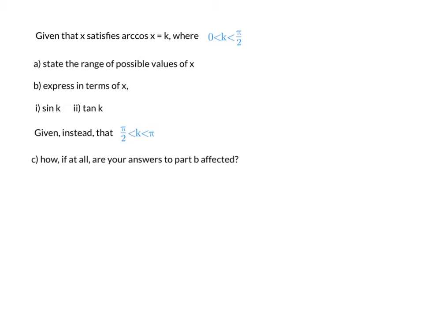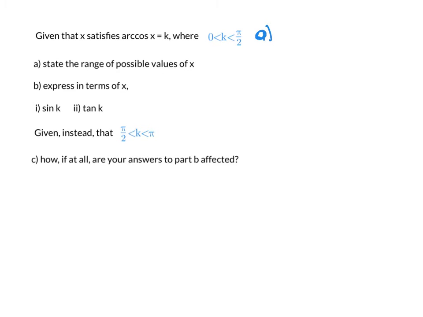Hello, here's an exam style question on inverse trig functions. We're looking at a situation here where x satisfies arc cos x equals k, and we're defining k as being between 0 and pi over 2. So we're going to state the possible range of values for x. So let's just have a little think.